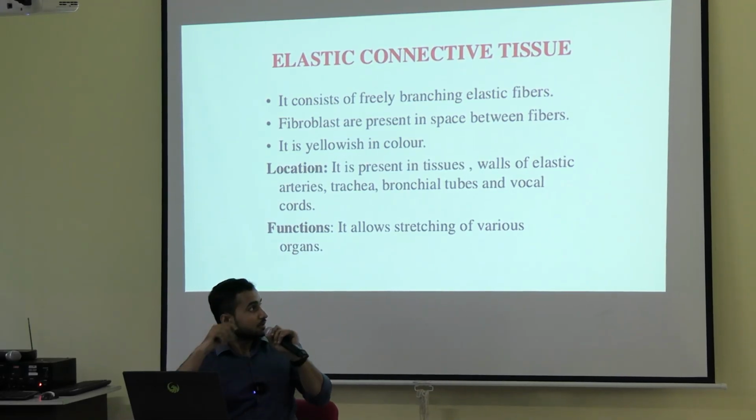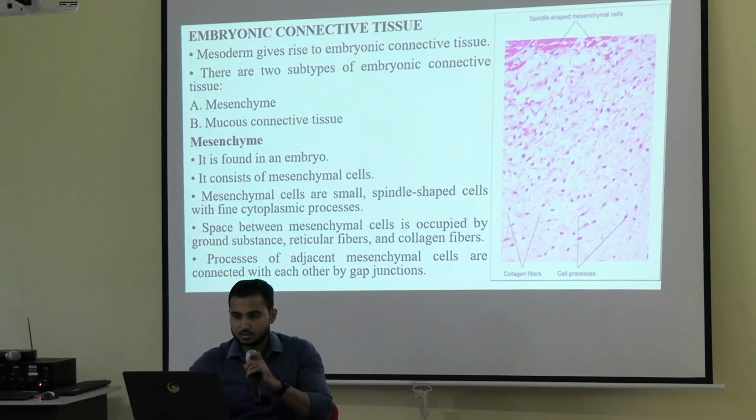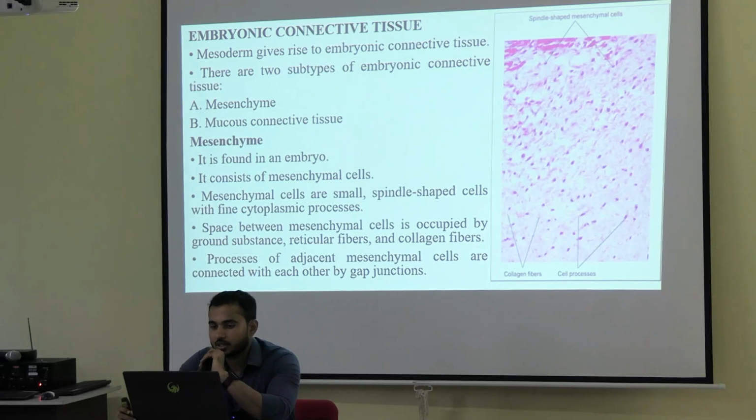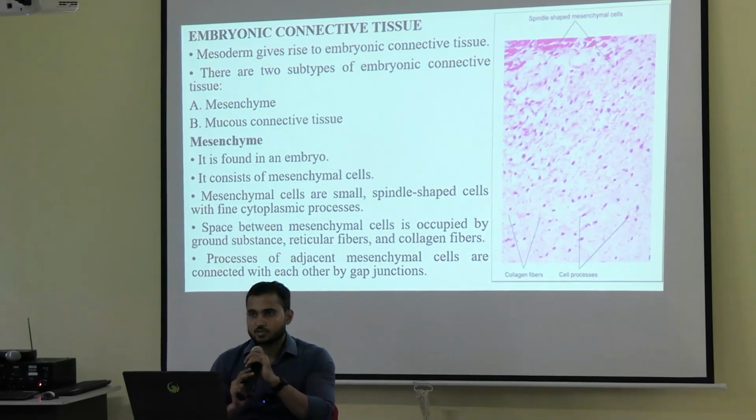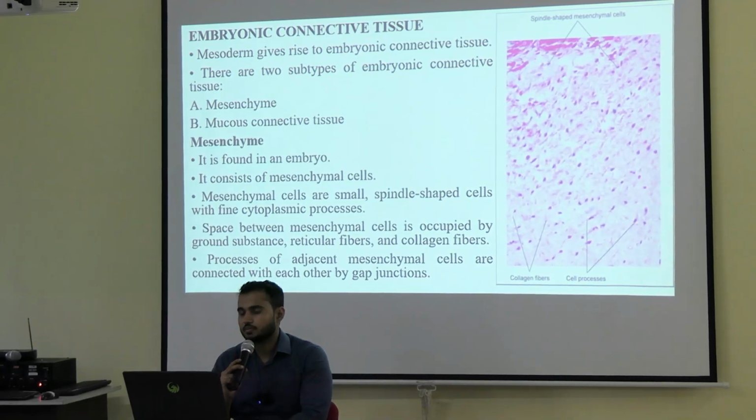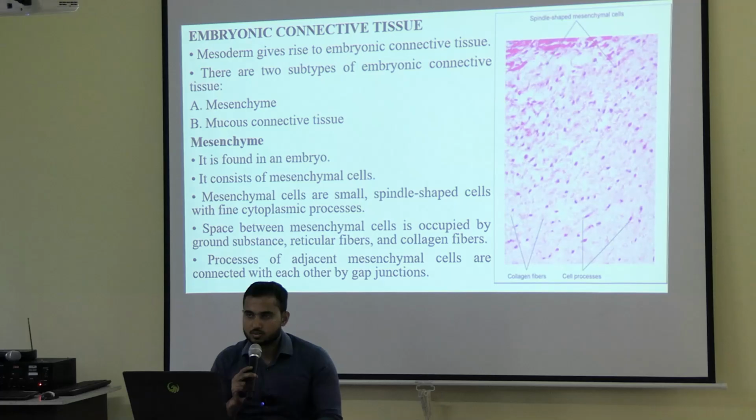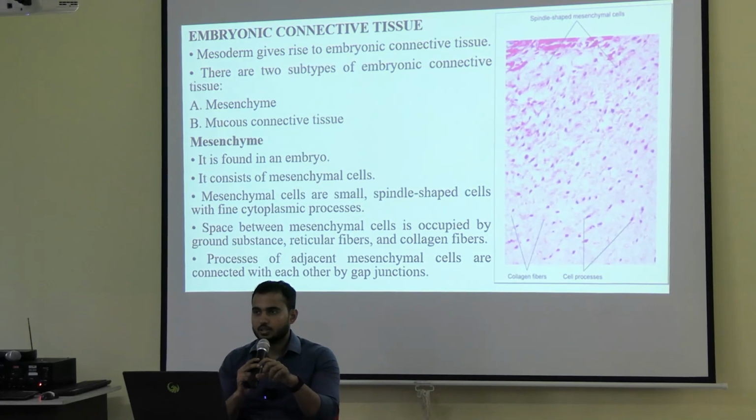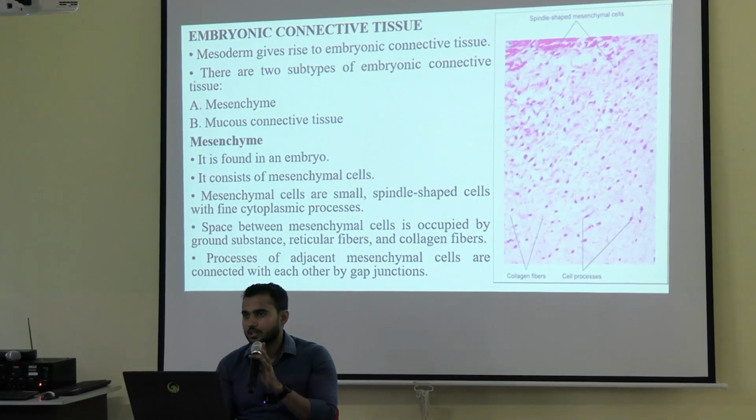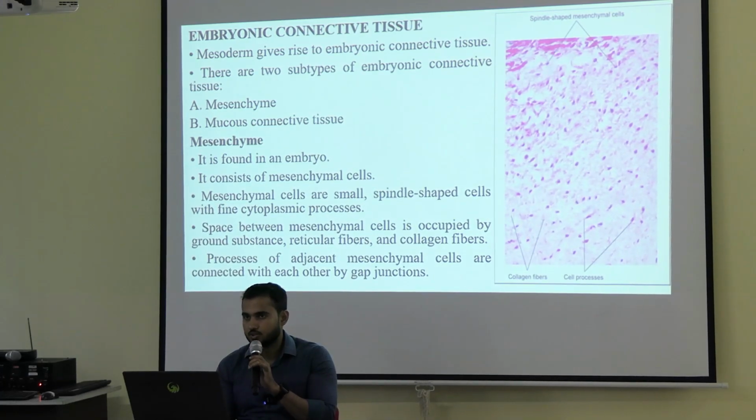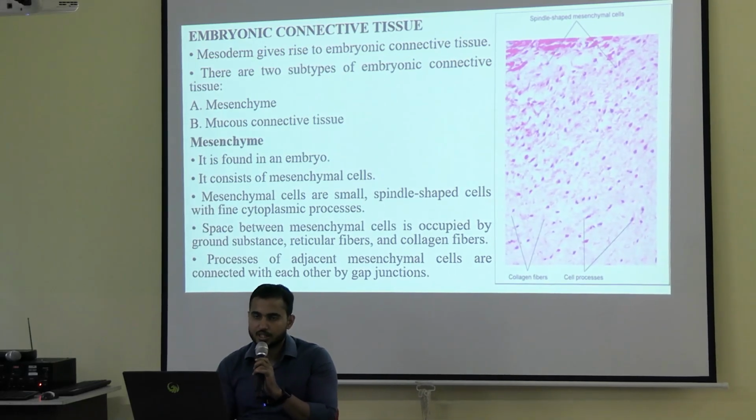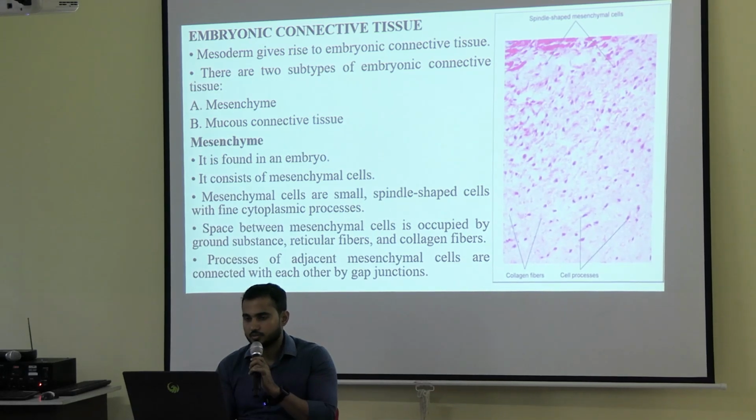Now, lastly, this is the embryonic connective tissue. It is mainly derived from mesoderm. We will be studying embryology from next week. तो जितना भी embryonic connective tissue है, the origin is mesodermal in nature. Two types of embryonic connective tissue are there: one is mesenchyme, another is mucous connective tissue. Mesenchyme is nothing but the mesenchymal stem cells, which I mentioned during bone development.